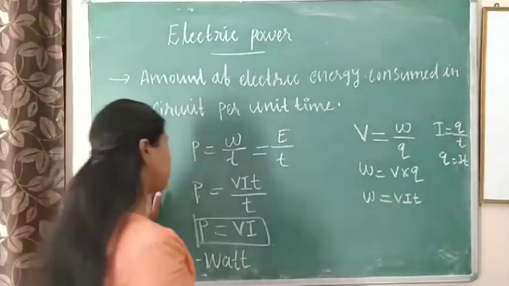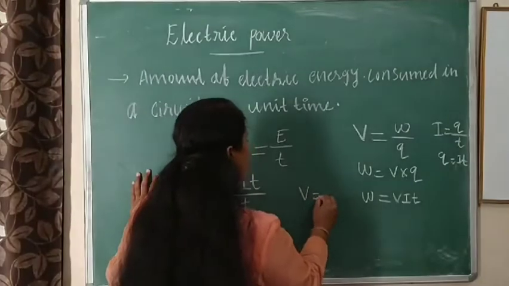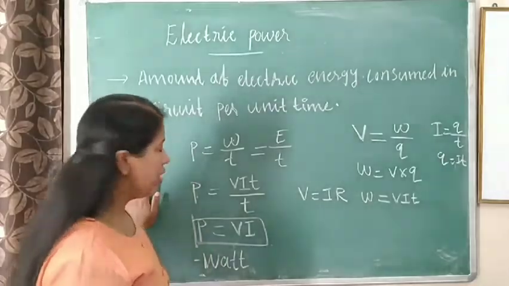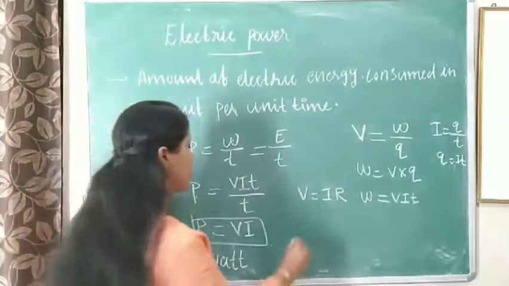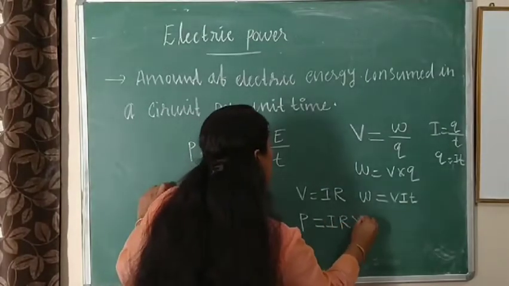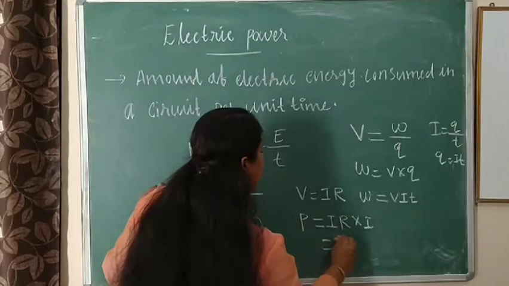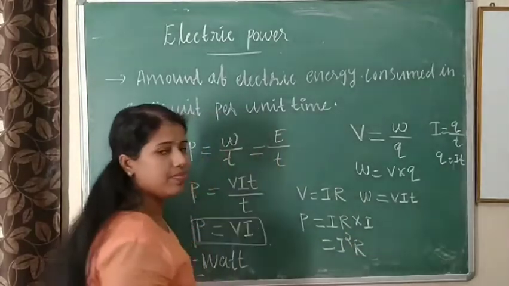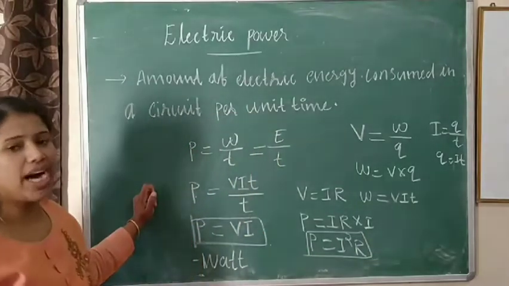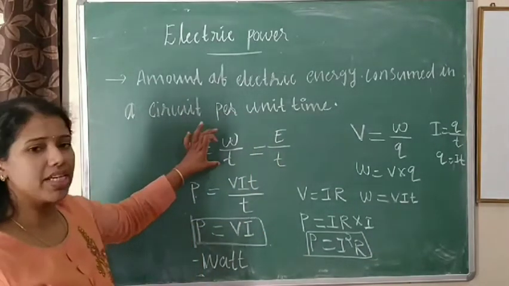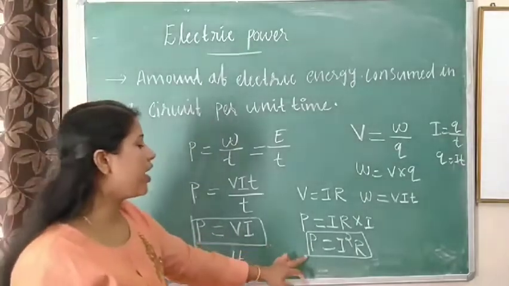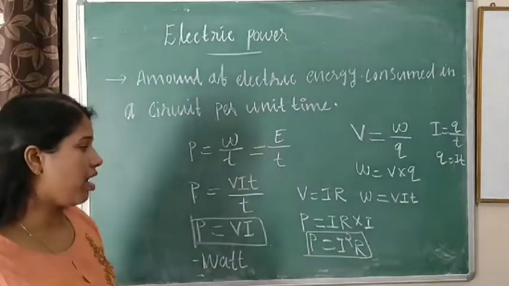Next, from Ohm's law, V is equal to IR. Instead of this V, we can substitute. Then P is equal to IR into I, so we get I square R. This is our third equation, P is equal to I square R. First equation, P is equal to W by T. Second equation, P is equal to VI. Third equation, P is equal to I square R.